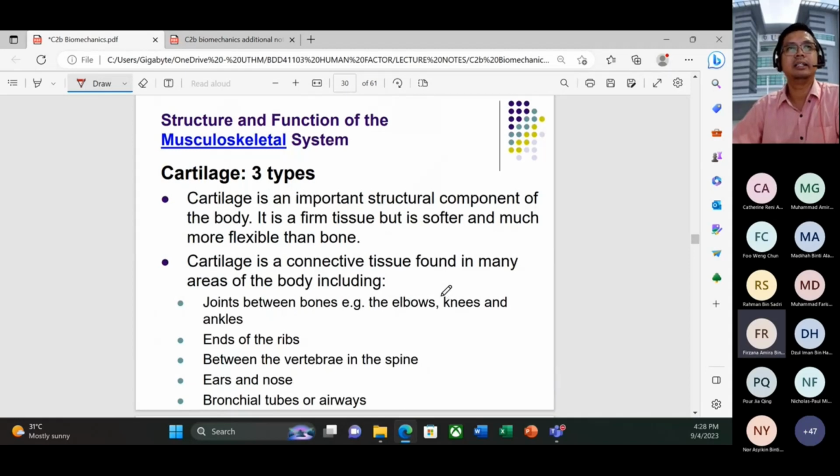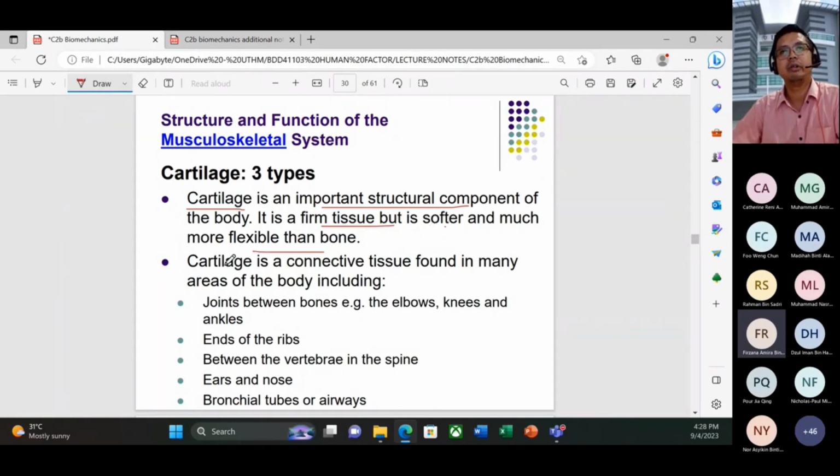Okay, and then the other type, cartilage, three types. This is more on the biomechanical side, so you have to understand the basic concept of the musculoskeletal system. So what is cartilage? It's an important structural component of the body. It is a firm tissue, but softer and much more flexible than bone.